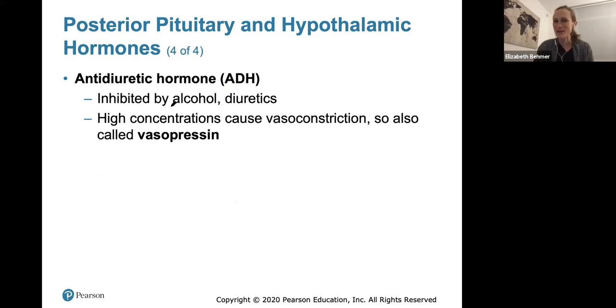Antidiuretic hormone is inhibited by alcohol. So that's why if you drink a lot, the alcohol causes you to urinate frequently because it inhibits the antidiuretic hormone. So instead of your body retaining water, you're just constantly peeing it out. Also inhibited by diuretics. So a diuretic means it's causing you to urinate. Antidiuretic hormone means it's telling your body to retain water and inhibit urination. High concentrations will also cause vasoconstriction. So ADH is sometimes referred to as vasopressin as well.